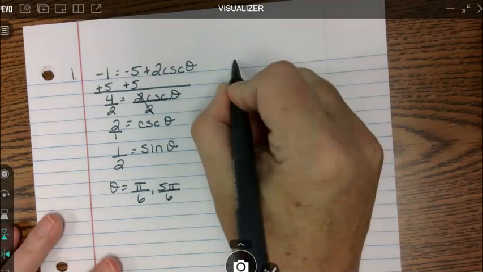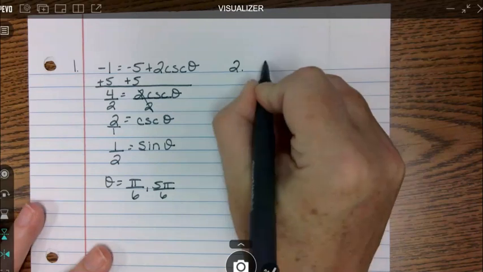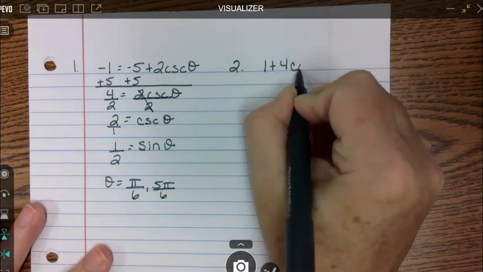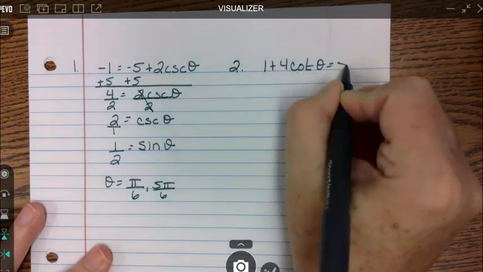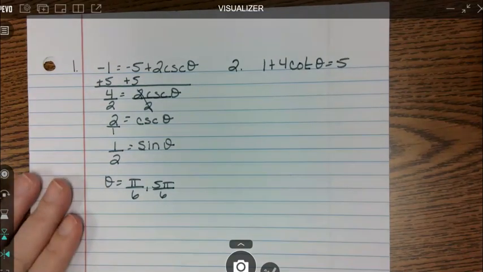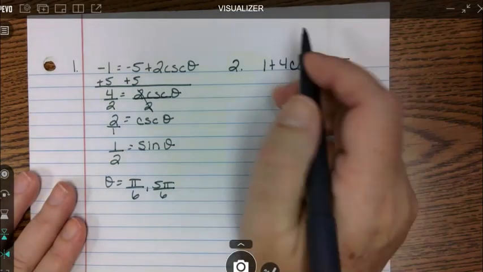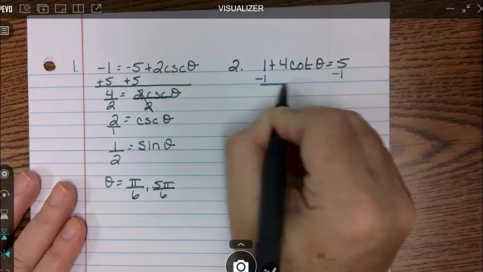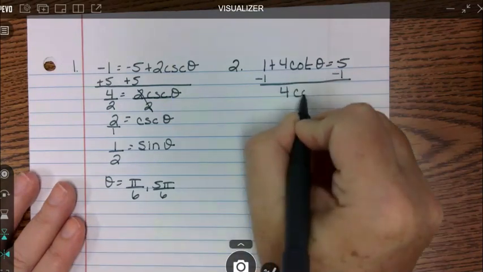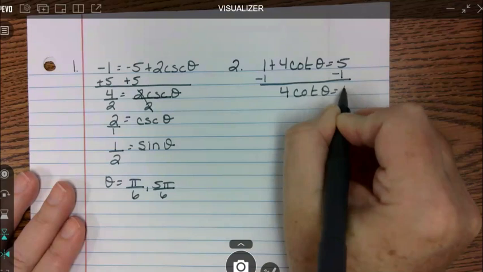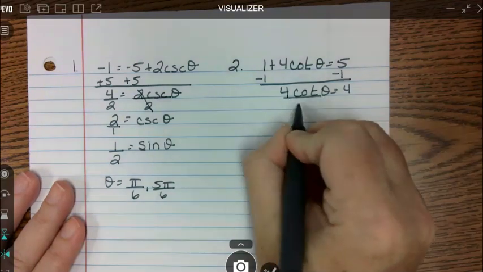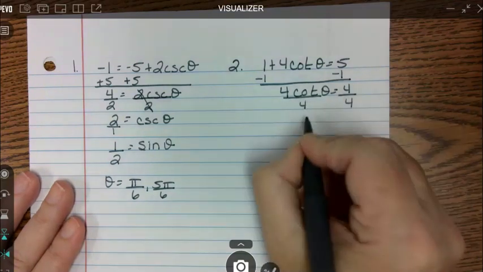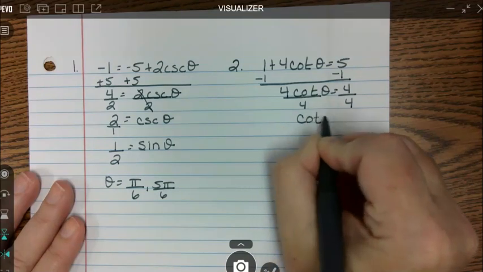And remember, my denominator should always match. Always, always, always. Okay, so let's try number 2. 1 plus 4 cotangent theta equals 5. So same thing, we're going to get cotangent by itself, so I'm going to subtract 1, and I get 4 cotangent theta equals 4. Divide by 4, and I get cotangent is equal to 1.